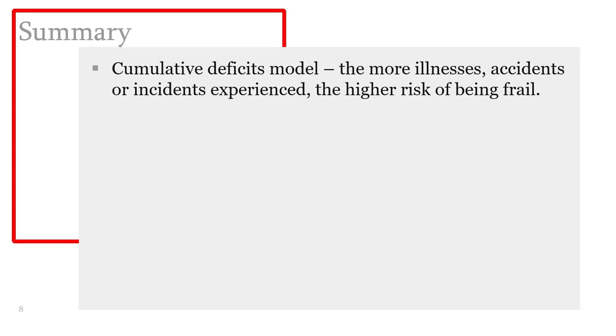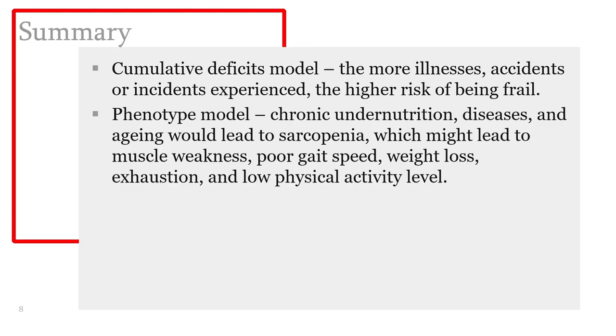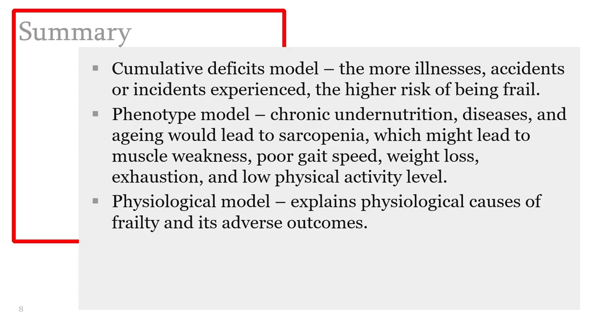In summary, in the cumulative deficits model, the more illnesses, accidents, or incidents experienced, the higher the risk of being frail. In the phenotype model, chronic undernutrition, diseases, and aging will lead to sarcopenia, which might lead to muscle weakness, poor gait speed, weight loss, exhaustion, and low physical activity level. The physiological model explains the physiological causes of frailty and its adverse outcomes.